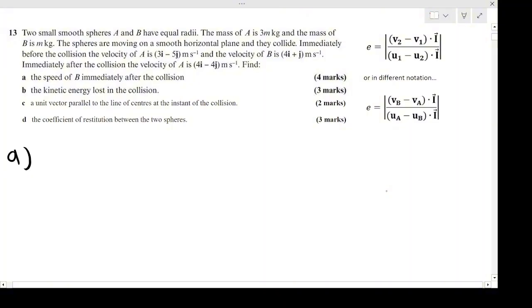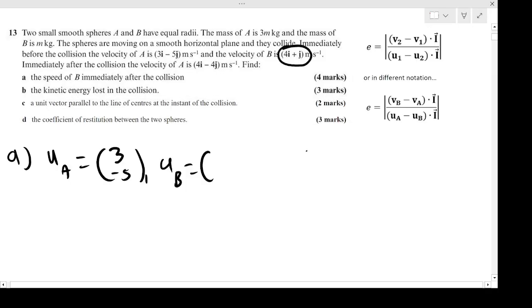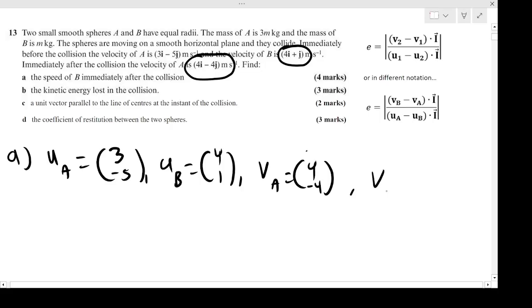So obviously if we want the speed, we're going to need to find the velocity, right? So again, the process is going to be the same. I'm going to want to note what my velocities are. So UA firstly. So the initial velocity of A is 3I minus 5J, so 3, minus 5. UB, my initial velocity for B is 4I plus J, so 4, 1. VA, okay, we're actually given VA, it's 4I minus 4J, so 4, minus 4. And we want to work out the velocity of B, okay, because then we can do Pythagoras magnitude to work out the speed. So I'm just going to call that VB, okay.